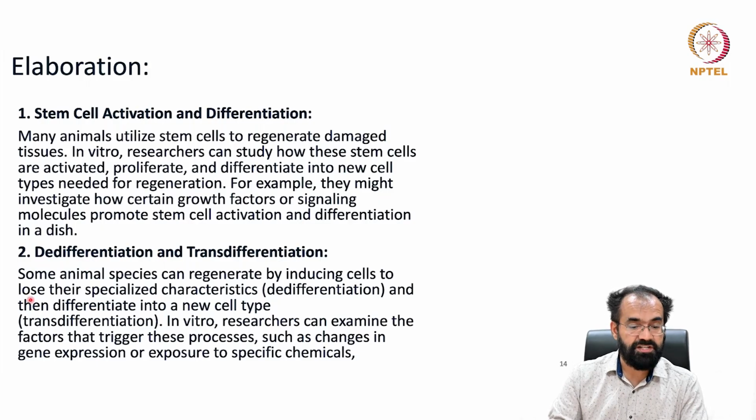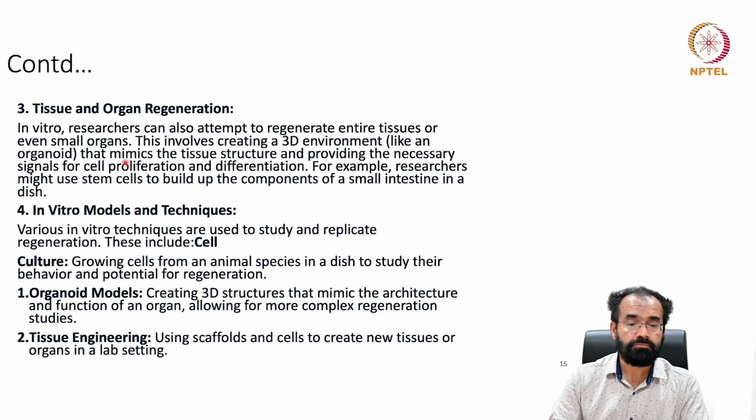Dedifferentiation and transdifferentiation. Some animal species can regenerate by inducing cells to lose their specialized characteristics, a process called dedifferentiation, and then differentiate into a new cell type, that is via transdifferentiation. In vitro, researchers can examine the factors that trigger these processes, such as changes in gene expression, exposure to specific chemicals, etc. That is the beauty of in vitro study.